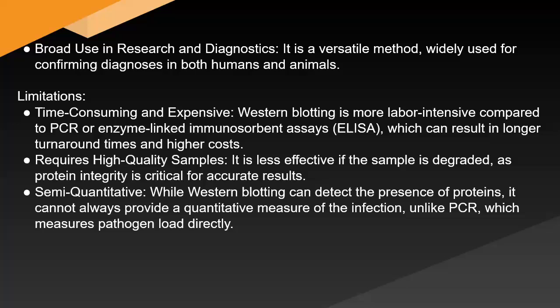Limitations: time-consuming and expensive. Western blotting is more labor-intensive compared to PCR or enzyme-linked immunosorbent assays (ELISA), which can result in longer turnaround times and higher costs. Requires high-quality samples. It is less effective if the sample is degraded, as protein integrity is critical for accurate results. Semi-quantitative. While Western blotting can detect the presence of proteins, it cannot always provide a quantitative measure of the infection, unlike PCR, which measures pathogen load directly.